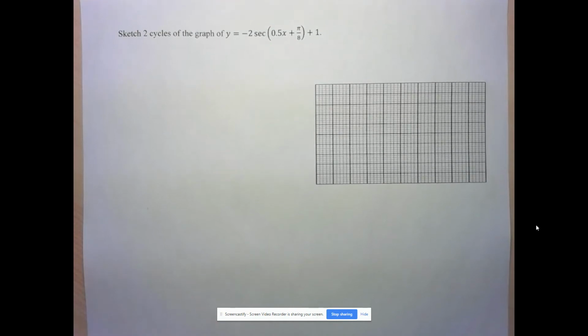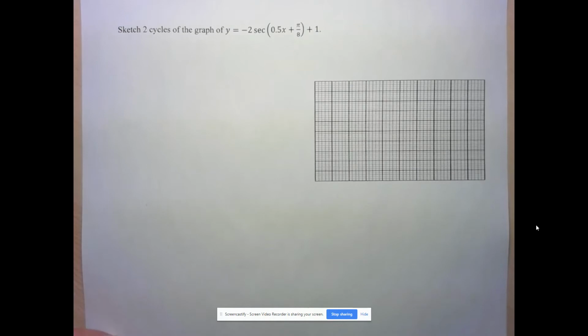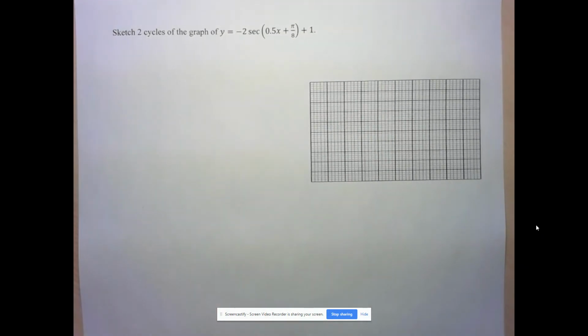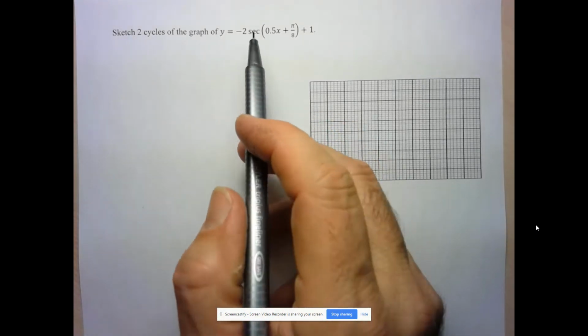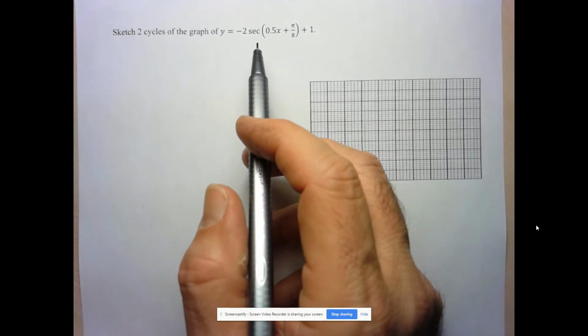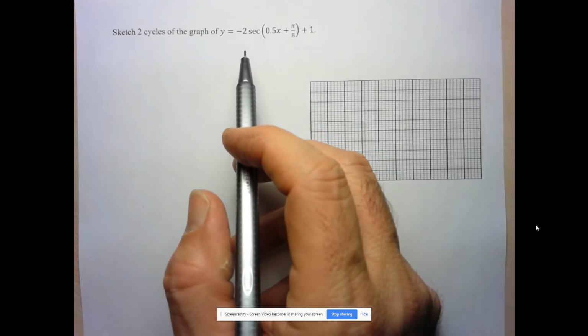Hi folks, we're going to take a look at an example of sketching the graph of a reciprocal trig function. So here we're going to sketch a secant function, all right? And one way to do this, of course, is to pick some important points on the secant function and transform them using these parameters, all right? But when we're graphing secant and cosecant, there's actually a quicker way to get there.